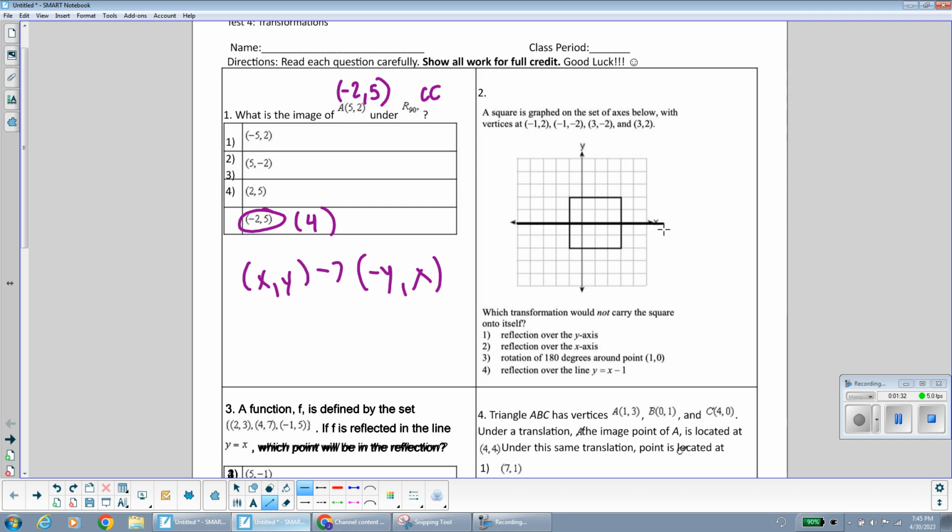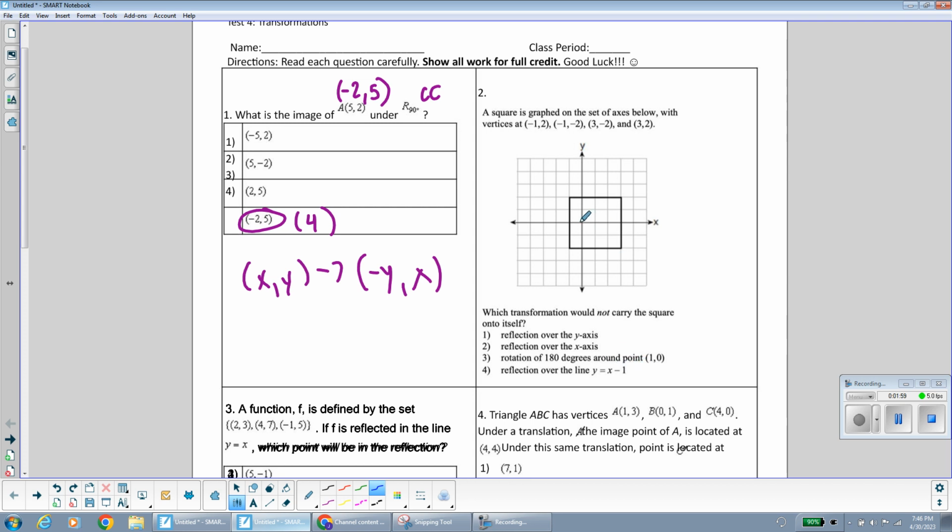So the x-axis is a line of symmetry. It goes right through the center of the square. Rotation of 180 degrees about the point (1, 0). That's right over here. That's the point (1, 0), and that is right in the center of the square. So if we rotate around this point, since it's right in the center of the square, it is going to map it onto itself.